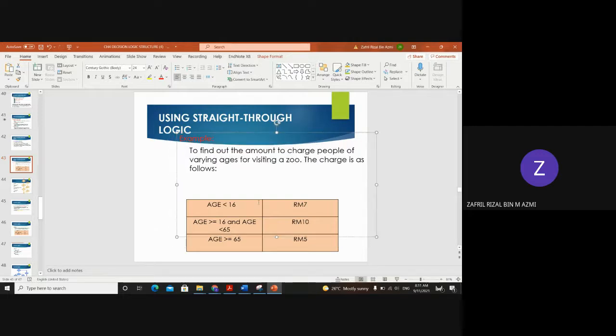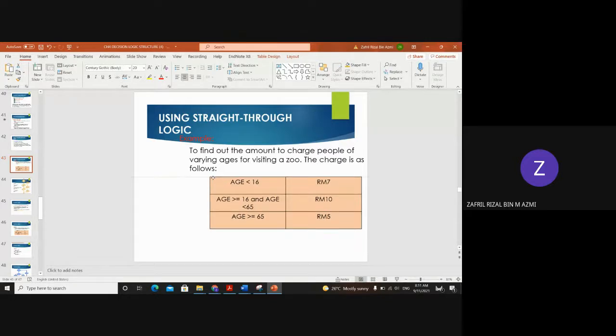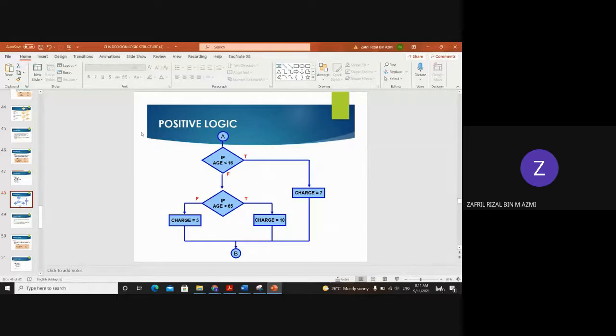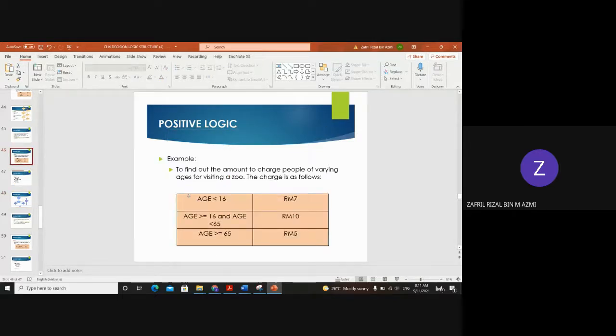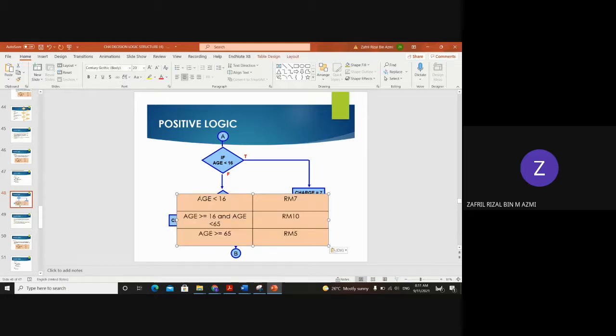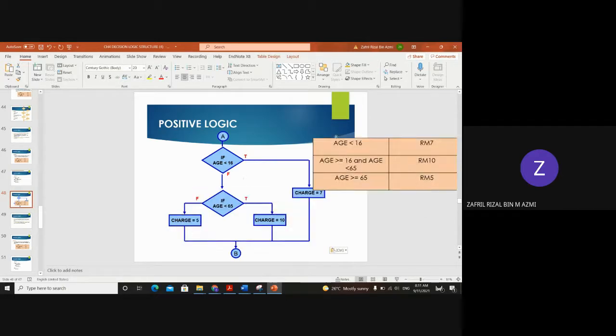So for example, let's say we proceed with the normal one, the most commonly used, which is the positive logic structure. So this is the answer that we get. Did they copy? Let's copy this. We put it over here. This is a positive logic structure.